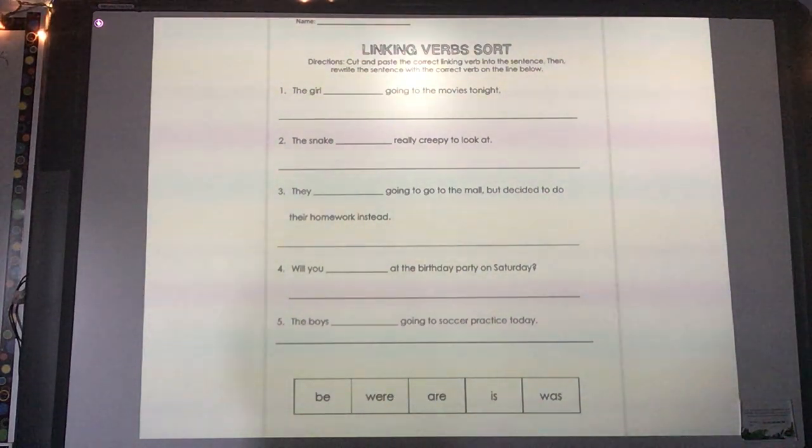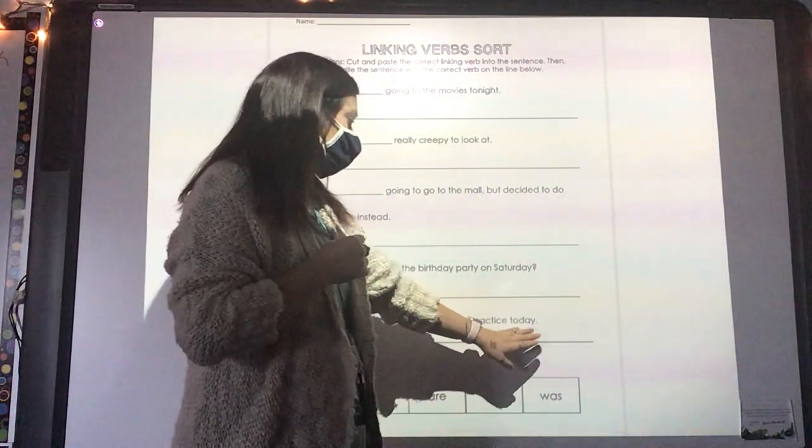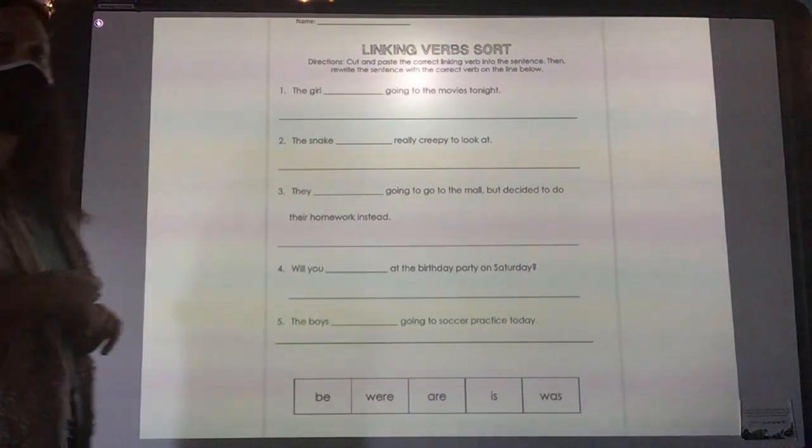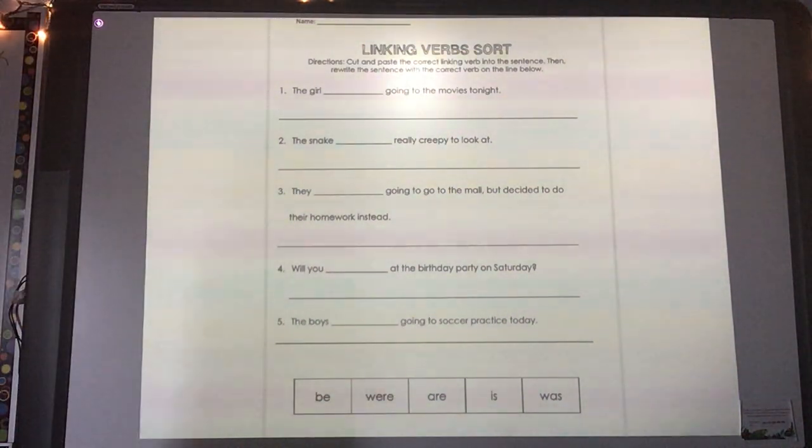And I know that I can't use, would it make sense to say the boys were going to soccer? That sounds right, correct? That makes sense. However, they're giving me a time word here of today. So could I use a past tense verb for today? No. So I have to look at my context clues, my other words, to help me know if something should be in the past or in the present.